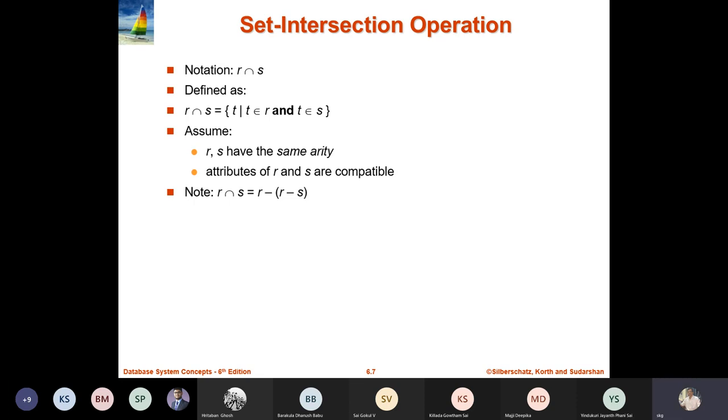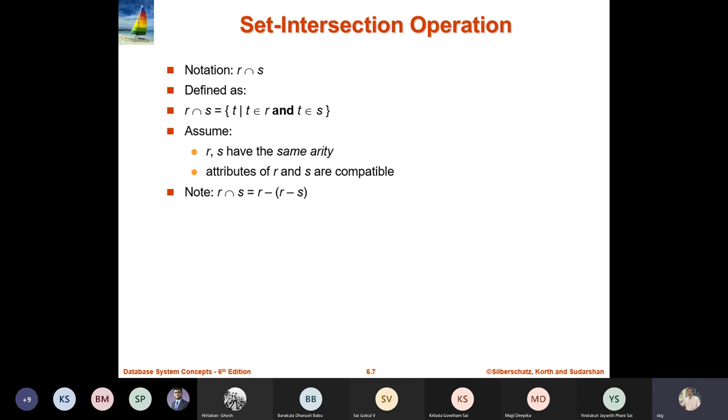Set intersection operation. R intersection S is defined as the set of tuples t where t belongs to R and t also belongs to S. These are already known to you, and intuitive. Assume R and S have the same arity.